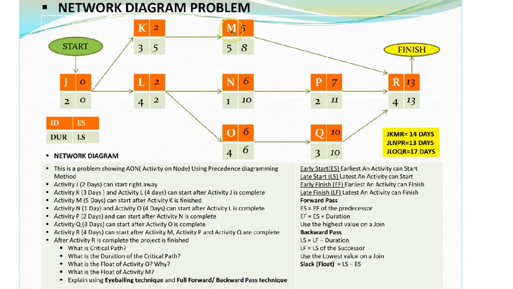Let's go to M. It's going to be the same way. It's going to be 13 minus the duration of M, which is 5, will give me a late start for M as 8.